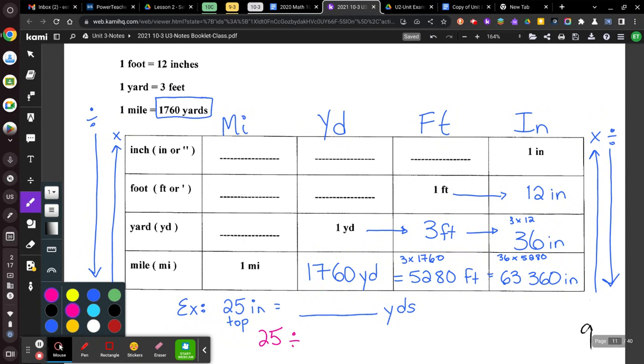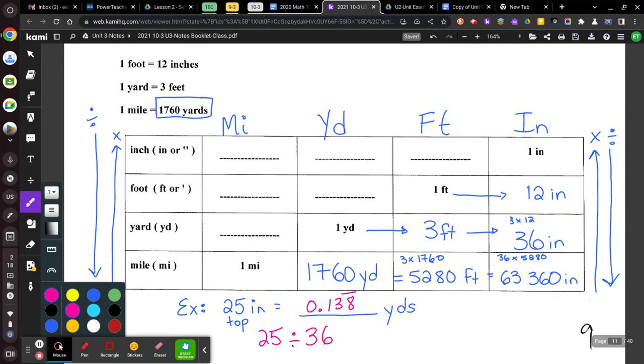My bad. Inches to, where are we going? Inches to yards. Yeah, inches to yards. I'm dividing by 36. All right, it's going to be a decimal. That's okay. So 25 divided by 36, and it is dividing. We're going to get 0.138 repeating yards.